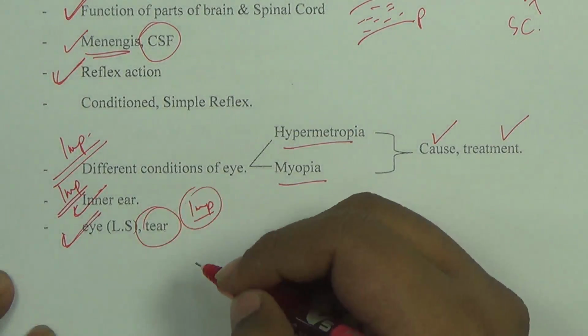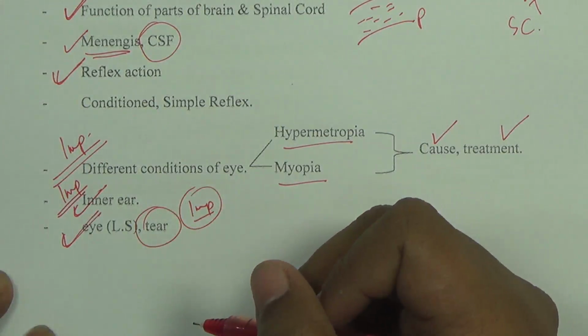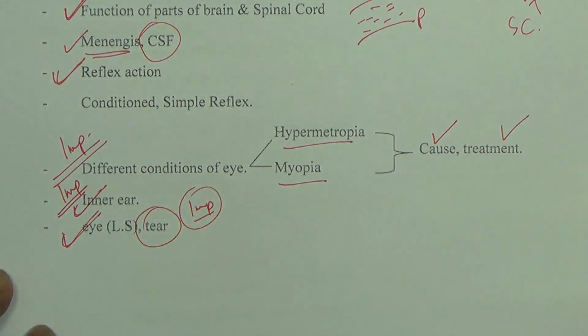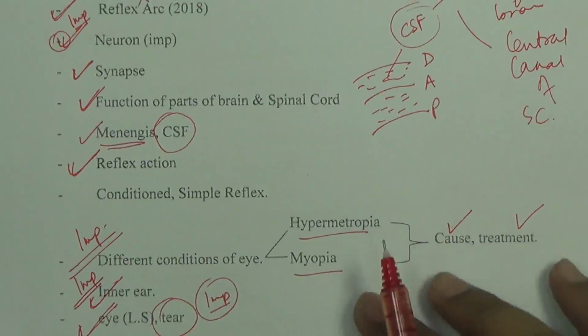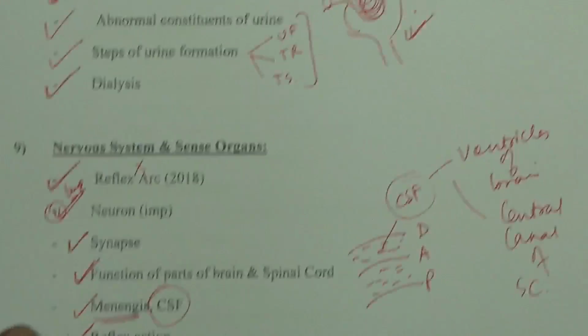They might ask what is the gland from which tear is secreted, so you have to write it is the lacrimal gland. And what is the function of this tear, what is the bactericidal effect, so you know that tear contains lysozyme. So these are all the important things which you can have from the nervous system.